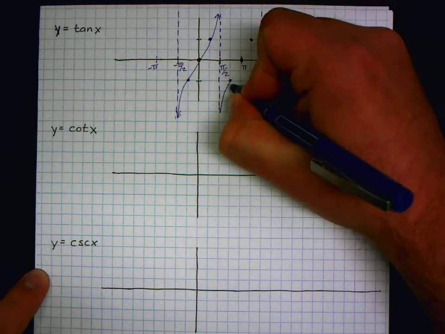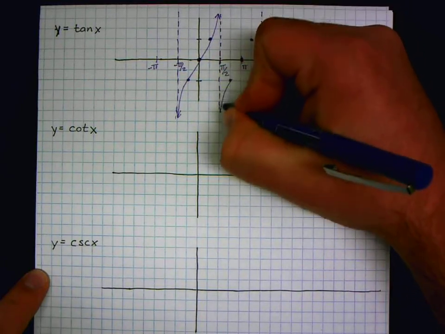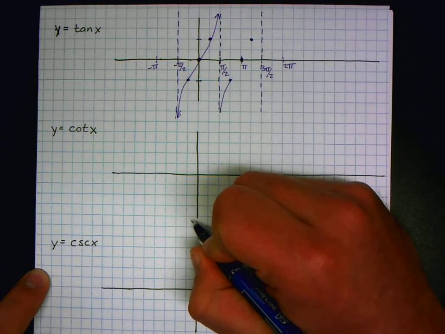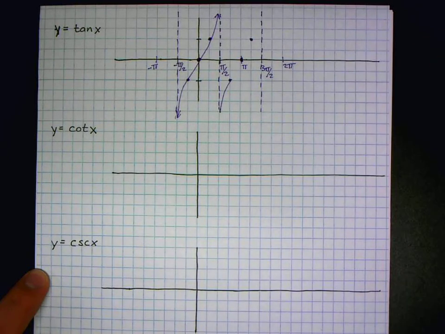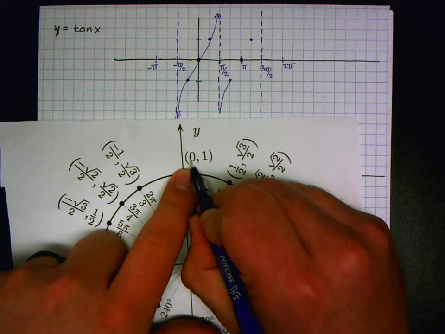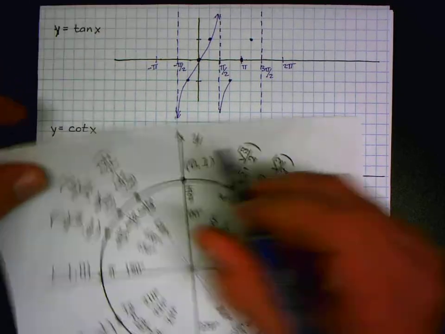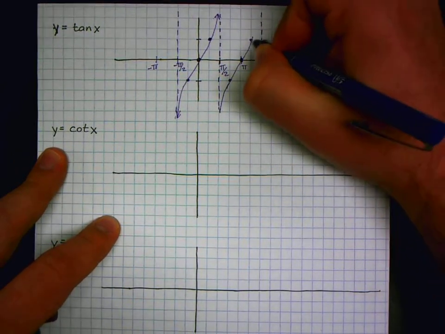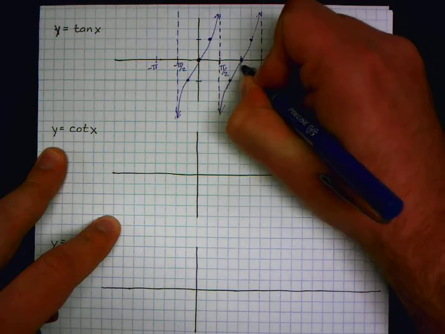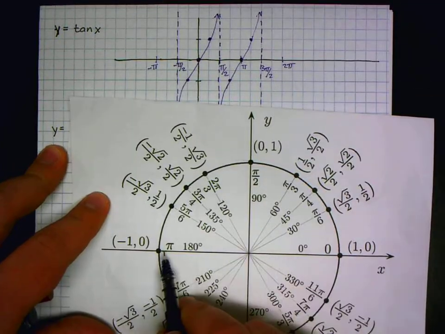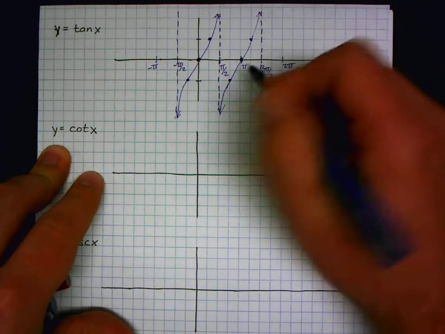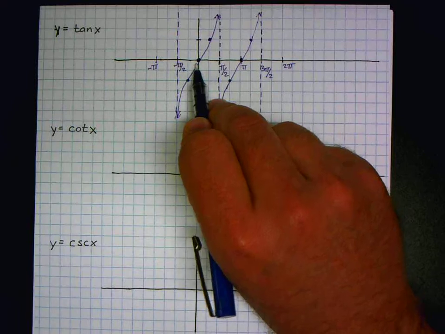Asymptotes. This? Yeah, that's an asymptote. Tangent is undefined right there because at pi over 2 we get 1 divided by 0, which is undefined. So how do you get the point at pi? At pi I'm equal to 0 divided by negative 1, which is 0. So at pi I'm equal to 0. At 0 I'm equal to 0 because I have 0 divided by 1.